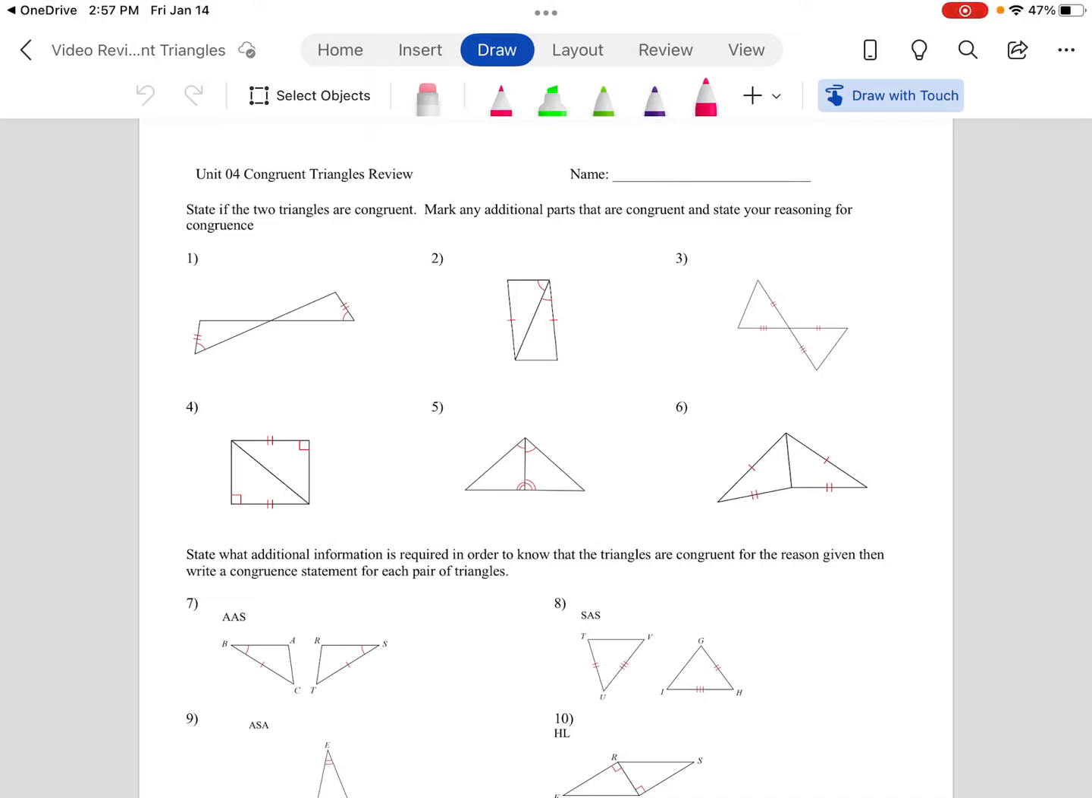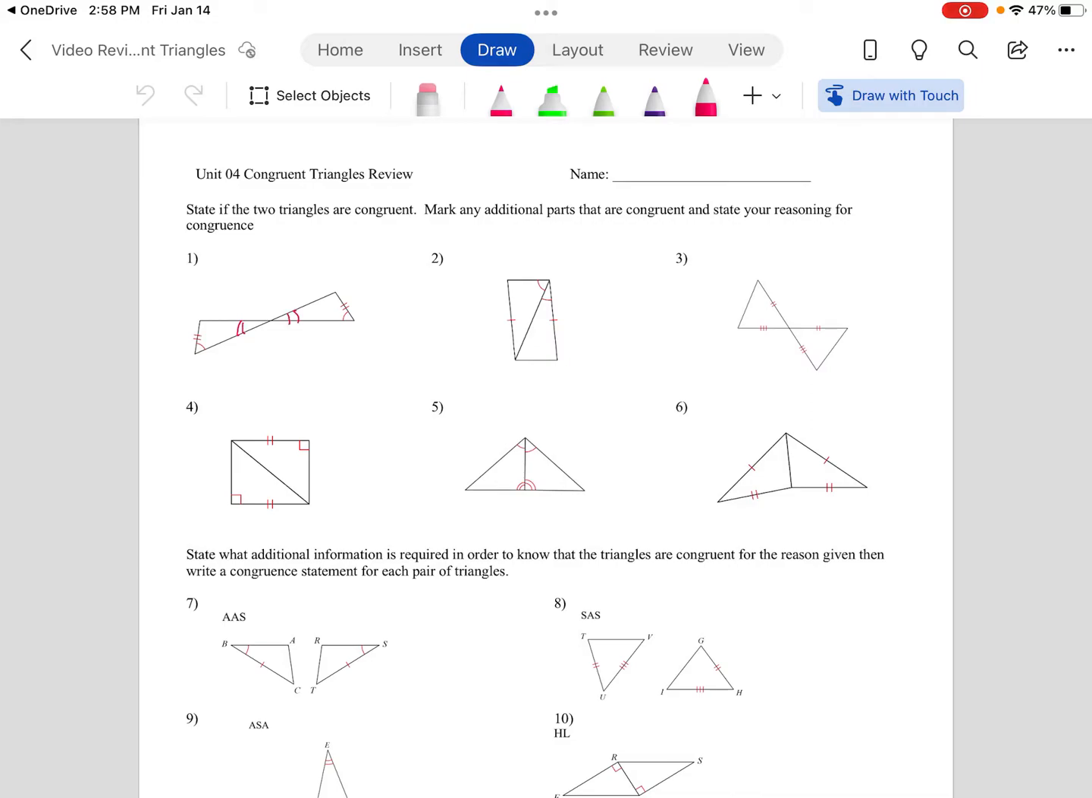Okay, congruent triangles review. I'm just going to go through each problem. It shouldn't be so bad. It should be pretty quick. It says state if the two triangles are congruent, mark any additional parts that are congruent, and state your reasoning for the congruence. So first thing I notice here is I look for things like vertical angles.